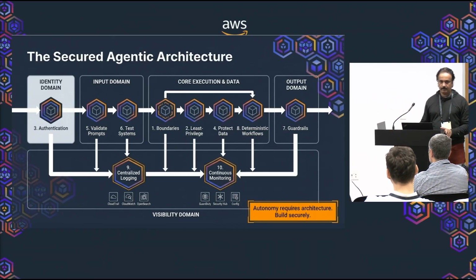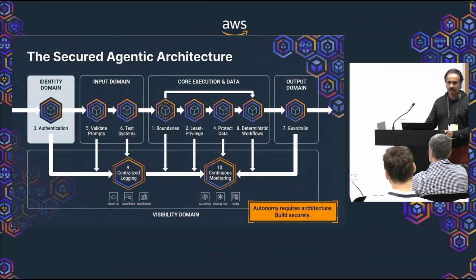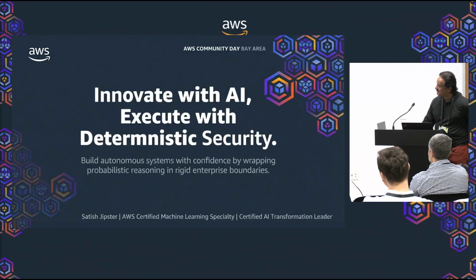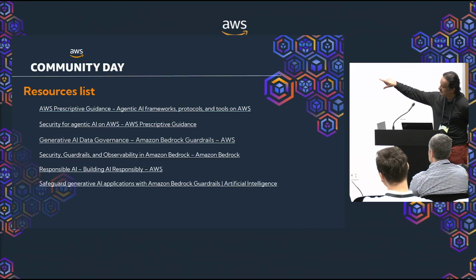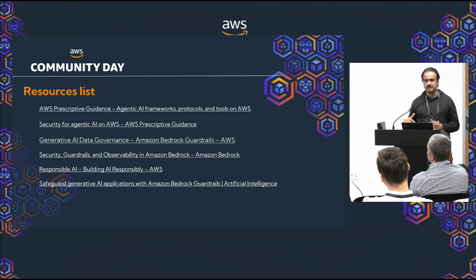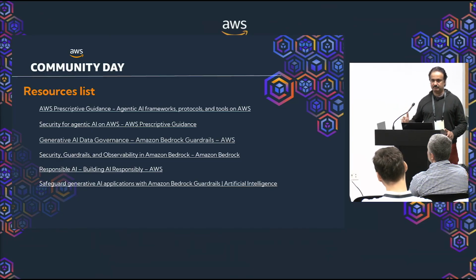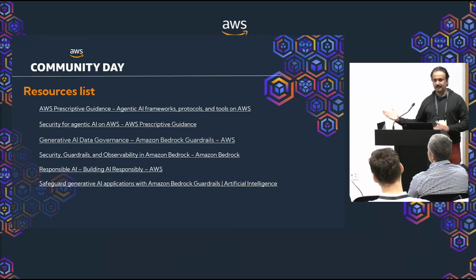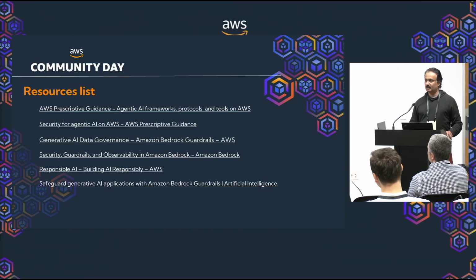Is there any guidance on what to enable? Go through these resources I put in. The first thing, the prescriptive guidance, right? Agentic AI frameworks, protocols, and tools. It's an 80-page white paper. From a cost perspective, you just set up limits, and there are other best practices and a lot of other resources on how to control cost. This is about security. Any other questions?